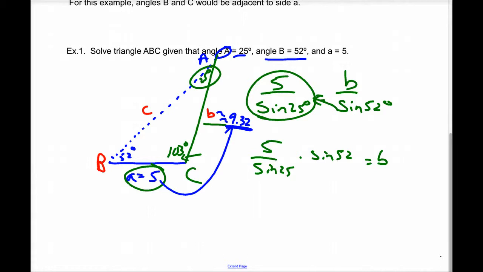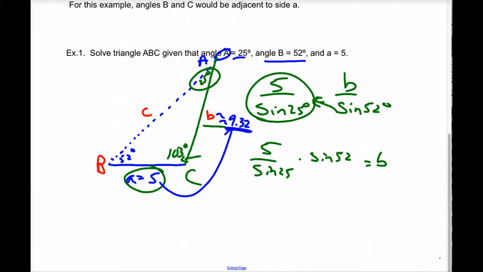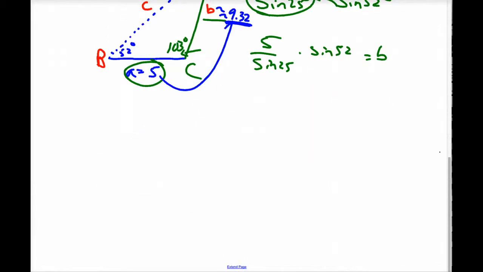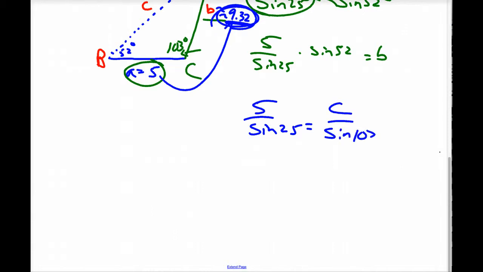Okay, move the screen around here a little bit. Extend page. All right, so I need to get c. Don't use the rounded answer unless you absolutely have to. Here, I'm going to go back to 5 sine 20 over 25 and set that equal to. Now I want to find c. And c goes with the 103-degree angle. So I do the exact same thing, 5 divided by sine 25, and multiply that by sine 103.